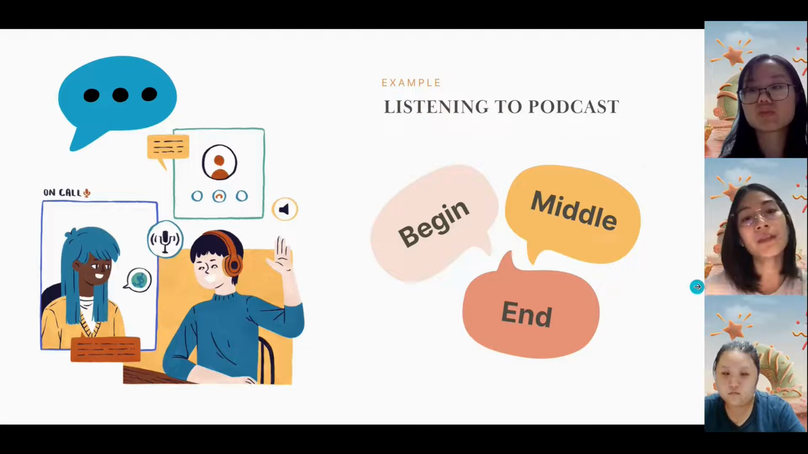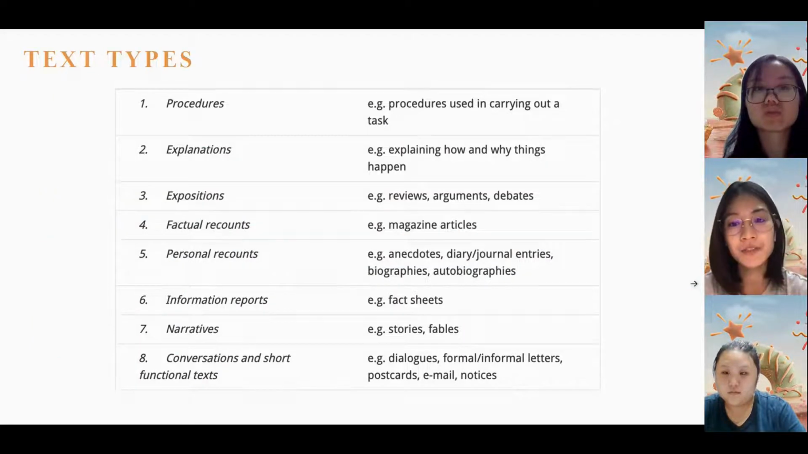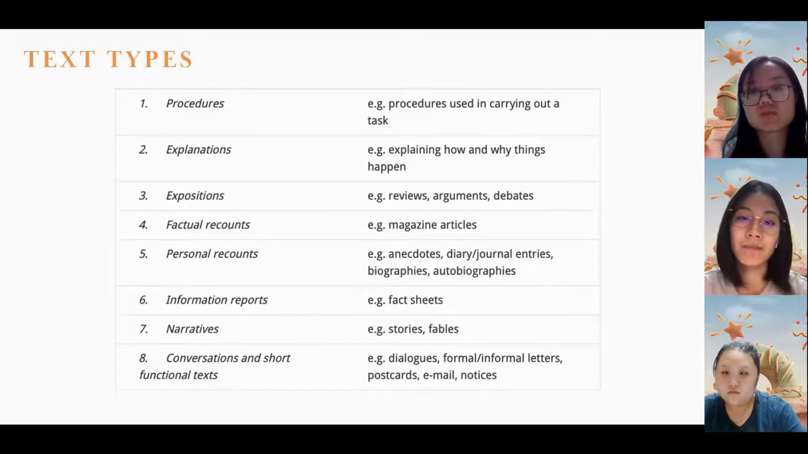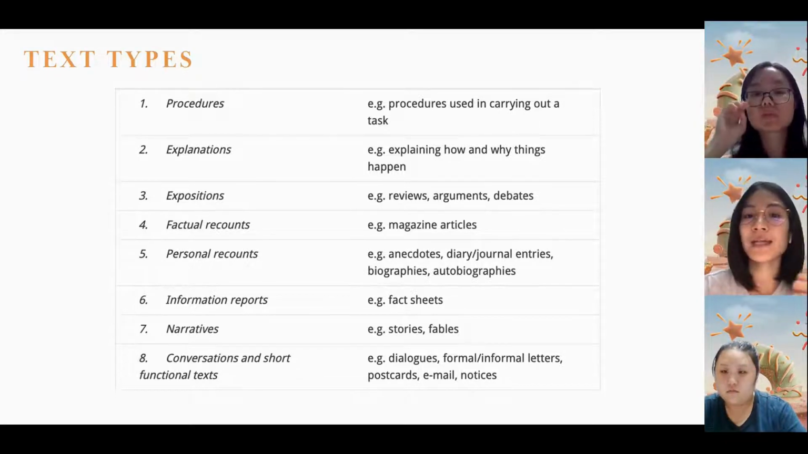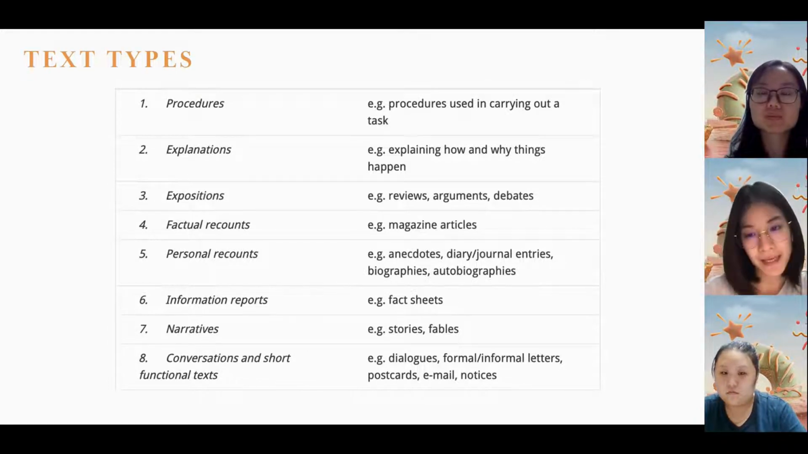Here are some of the types of text we can be looking at. For example, procedures: how are you going to carry out a task? Explanations: how are you going to explain how and why things happen? And we can also look at expositions, for example, how you're going to write a review, arguments, or debate.